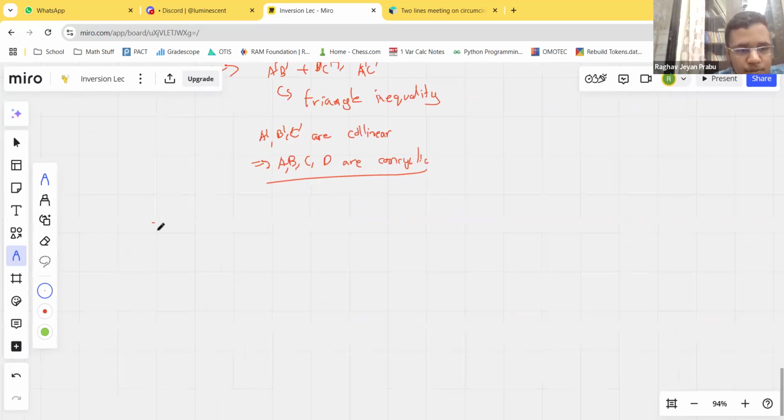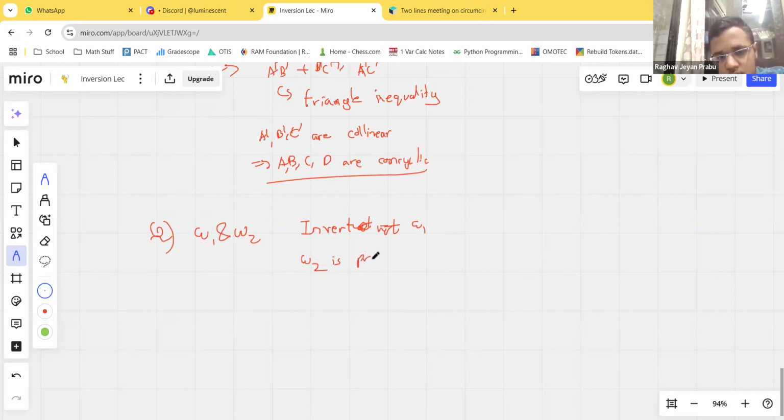Okay, so let's prove another statement. This is actually another well-known lemma. If you have two circles, omega 1 and omega 2, and you invert with respect to omega 1, then omega 2 is preserved if and only if omega 1 and omega 2 are orthogonal.